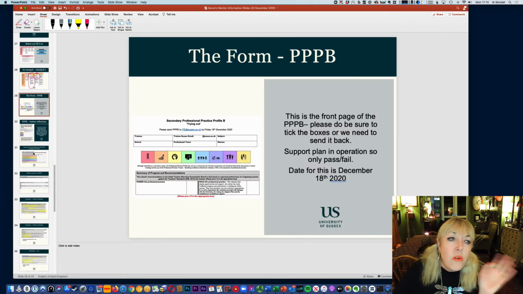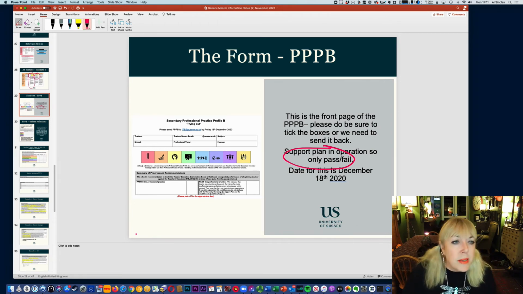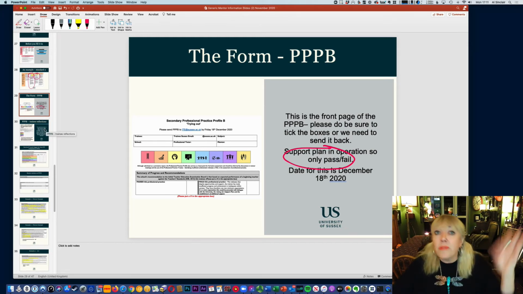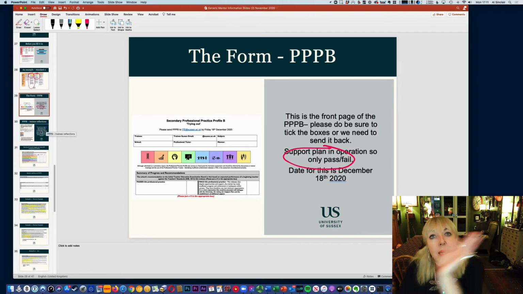The form looks almost the same as PPPA with a few differences. So the front page, we've taken off, there's no bit that says, do you want to have a chat with us? Because we've got the support plan thing in place, it's pass, fail. But you can't fail them unless you've put a support plan in and there's stacks of evidence. Very unlikely for PPPB that somebody would be failing anyway. But just so you're aware, you can't just whack a fail on there, send it off, trainee fails. Doesn't work like that. We've got to go through the procedure of the support plan and then a cause for concern. So that's why it looks the way it does, like that.